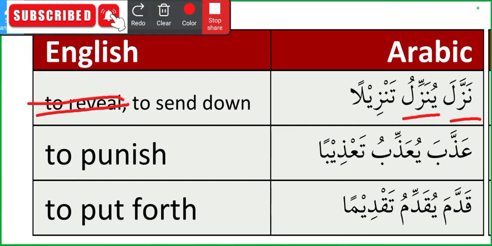Yunazzilu, conjugate. Yunazzilu, yunazzilani, yunazziluna, tunazzilu, tunazzilani, yunazzalna. Yeah, what did I say? Okay, carry on. Anta tunazzilu, tunazzilani, tunazziluna. Okay, carry on. Anti tunazzilina, tunazzilani, tunazzalna. Unazzalu, nunazzalu. Okay, very good, mashallah. Now we move on to amr hadir.